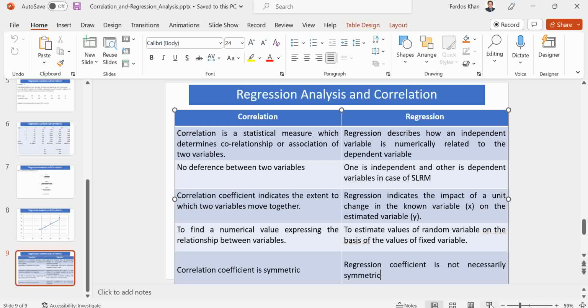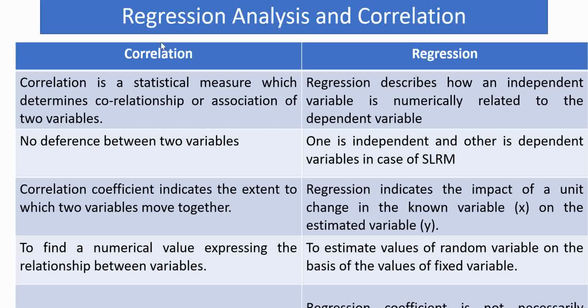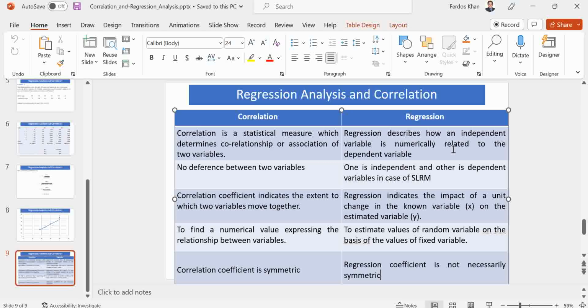Okay, so these are some points which I wrote. Let's start from the first point, correlation. Correlation is the statistical measure which determines the relationship or the association between the variables. Regression describes how an independent variable is numerically related to the dependent variable. Let's explain this now, how we can do this.